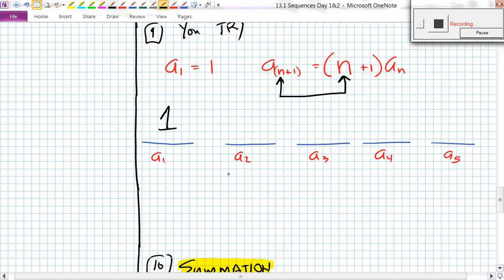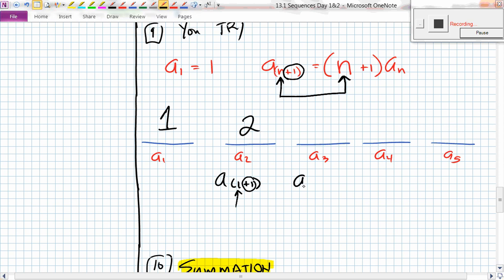So, to get the 2, did anybody write it like this? A sub 1 plus 1 to match the plus 1 part over here. Right? So, in this case, the n is a 1, right? Because it's 1 plus 1, rewritten. So, I take 1 plus 1, get 2, multiply by the previous term, and get a 2.